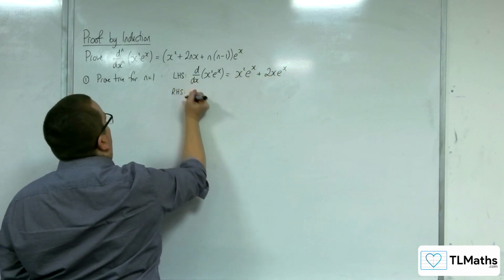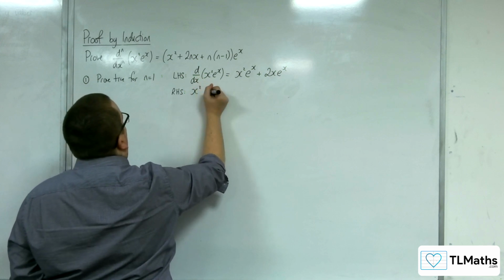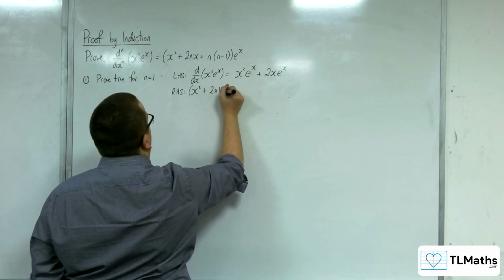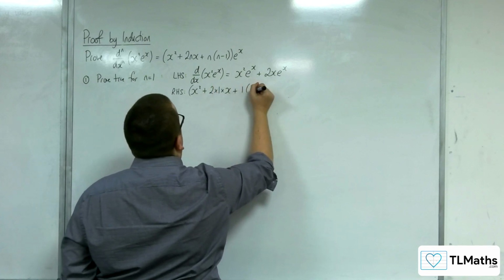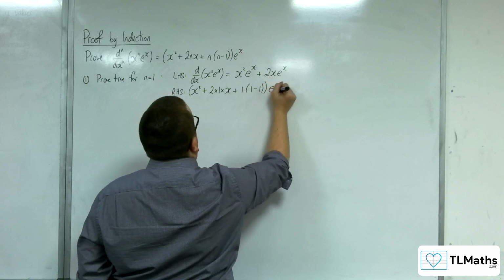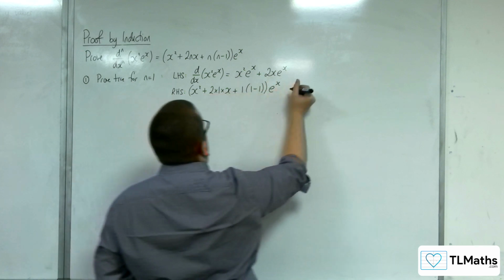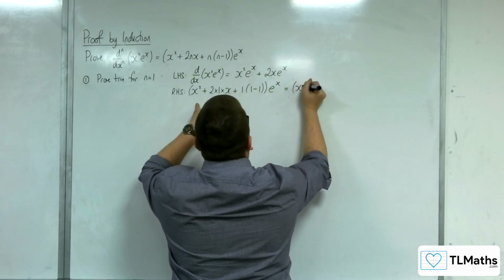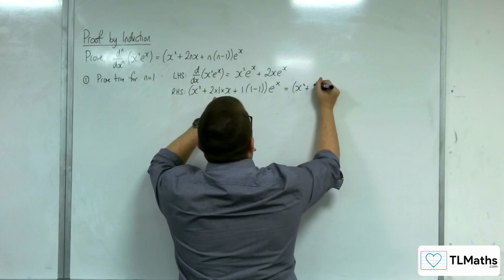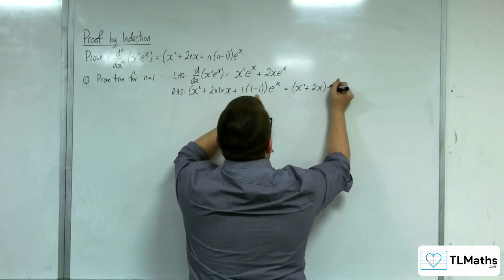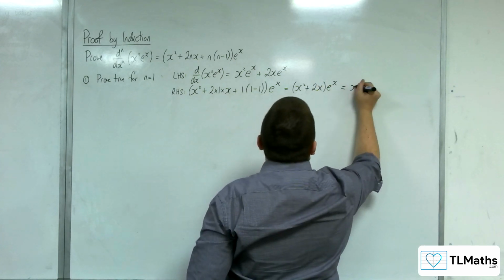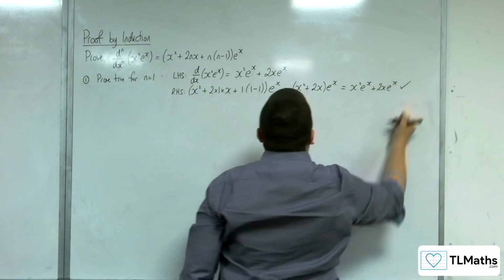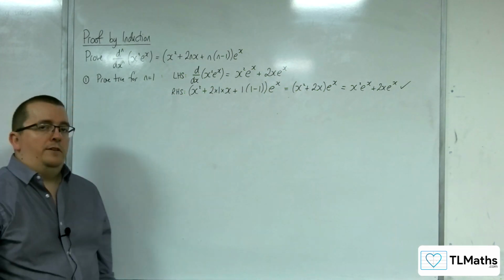The right-hand side, we would have x squared plus 2 times 1 times x, plus 1 times 1 take away 1, lots of e to the x. So this is, let's deal with the bracket first, x squared plus 2x, 1 take away 1 is 0, e to the x, which is equal to x squared e to the x plus 2x e to the x. And that is the same as the left-hand side, and so it works.